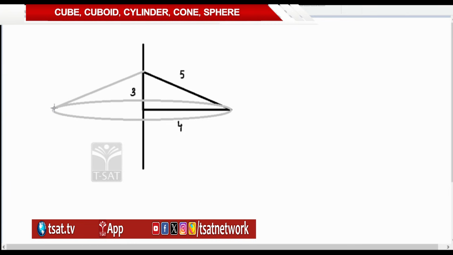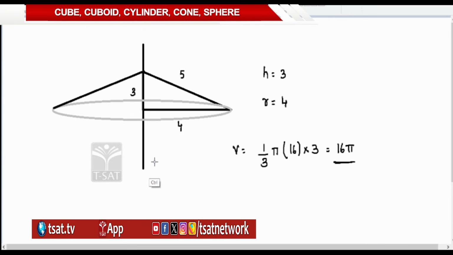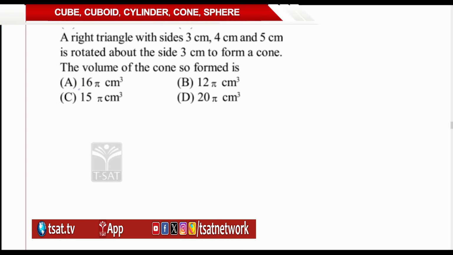Therefore, for that cone formed, what is the height? The height of the cone formed is 3. What is the radius of the cone formed? It is 4. All you need to find out is the volume. Volume is 1 by 3 pi. Radius squared is 4 squared, 16, into 3. The 3 cancels. 16 pi is the volume. So the answer here is 16 pi.